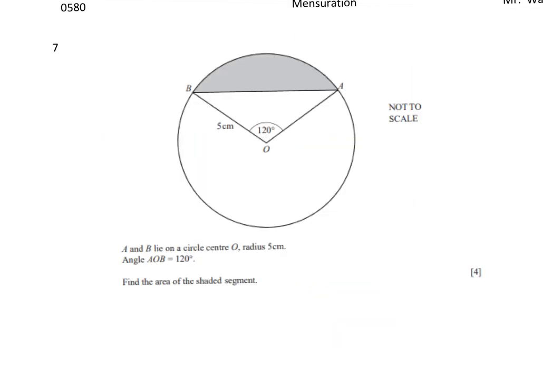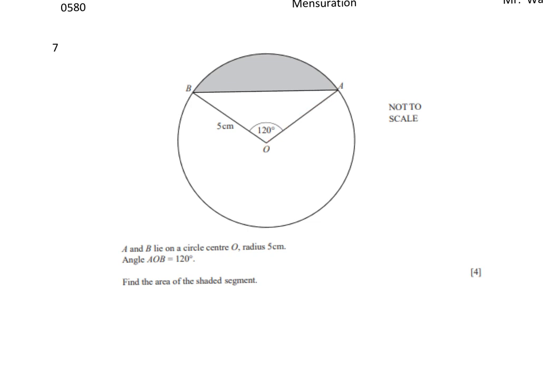Number 7. I need to find the area of the shaded area, the segment. This is called a segment. How to find the area of the shaded part? Sir, it's a semicircle. This is not a semicircle. This part is from the circle.